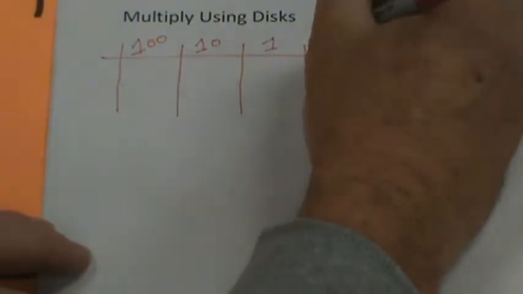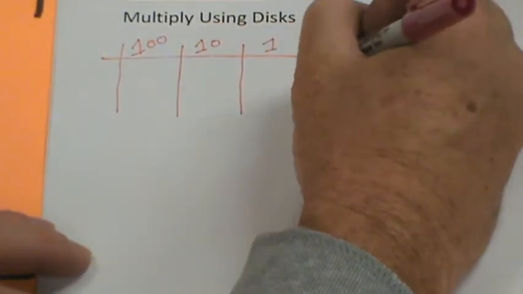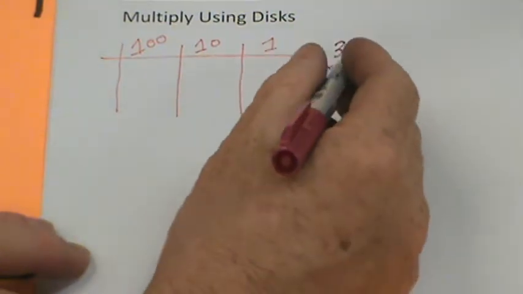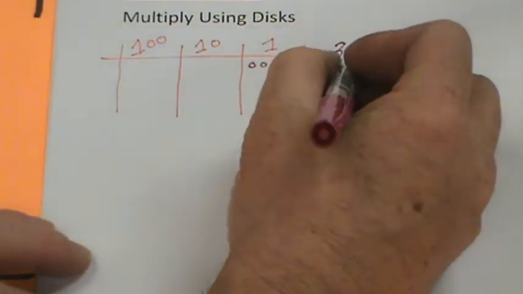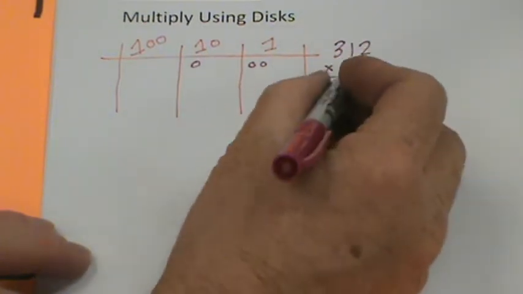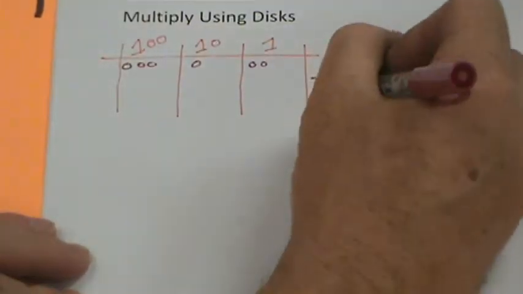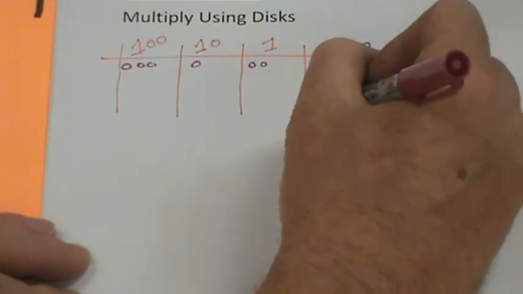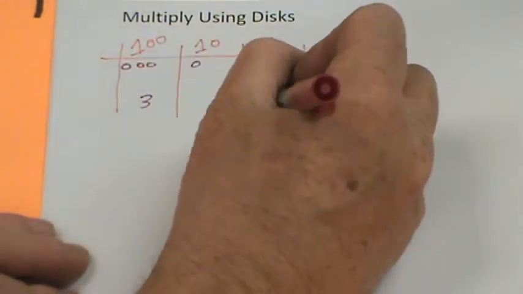Okay, we're going to do a problem. Mr. Leggett, this one's so easy. Why do we have to do it? Well, just so we could see how this all works out, it's 312 times 1. 1 times 2 ones would be 2, right? 1 times 1 ten would be 10. See how that works? And 1 times 3 hundreds would be 3 hundreds. So you have 2, 1, 3, 312, and look over here, 312.